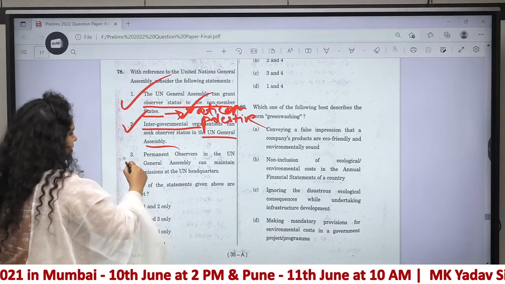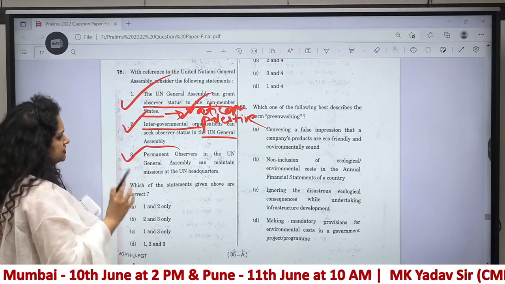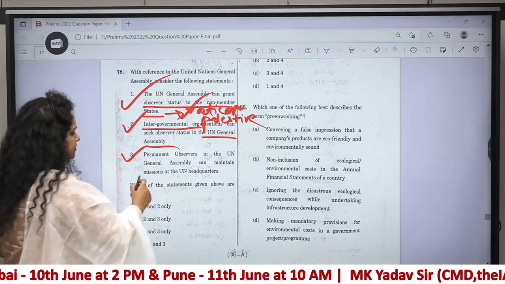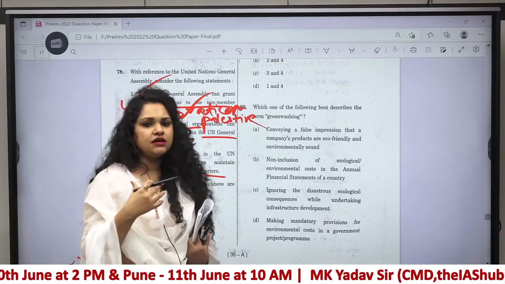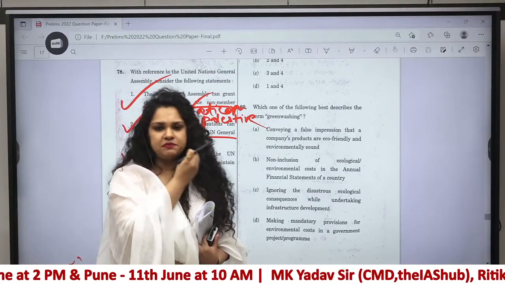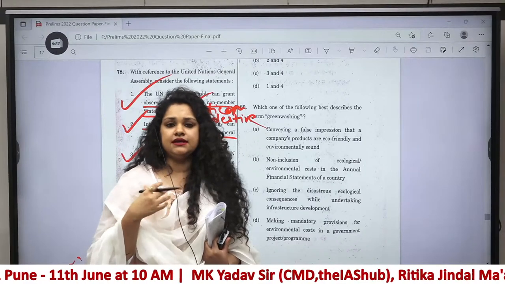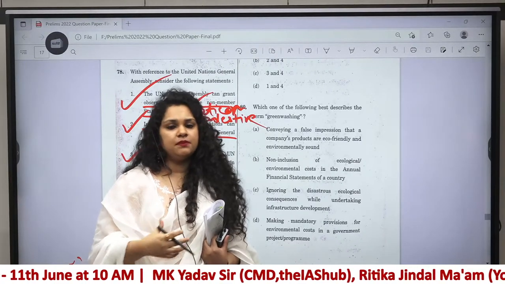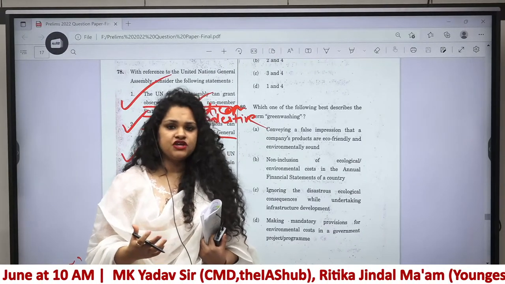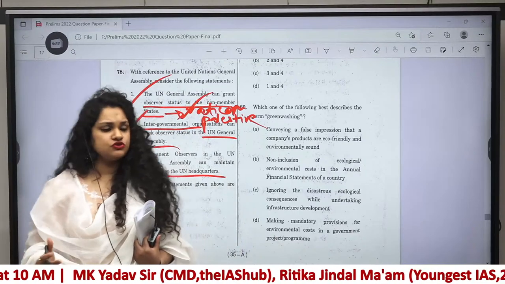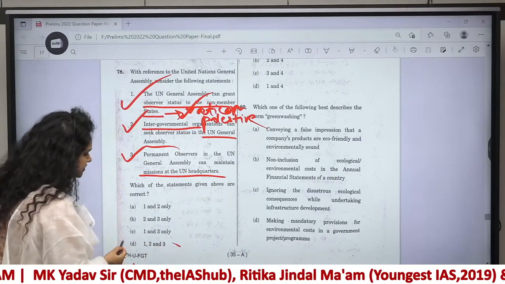Then let's have a look at the third one. Permanent observers in UN General Assembly can maintain missions. So I've already said that the permanent members, for example, Palestine and Vatican City, they can participate, they can deliberate, but they cannot vote. And they can establish their missions also. So all three are correct. The answer to this is D.